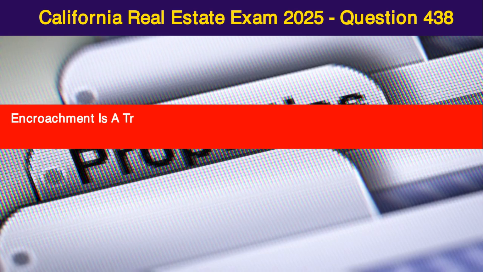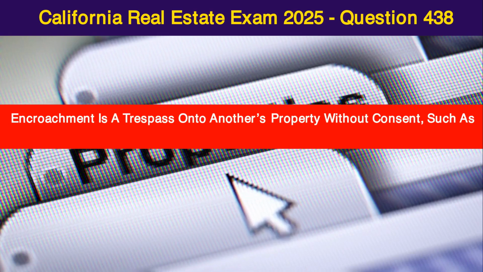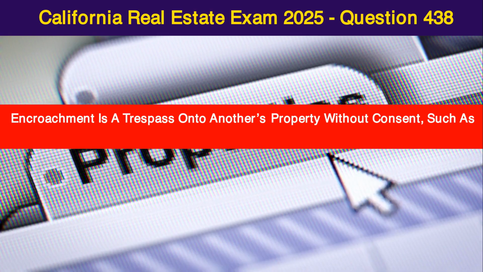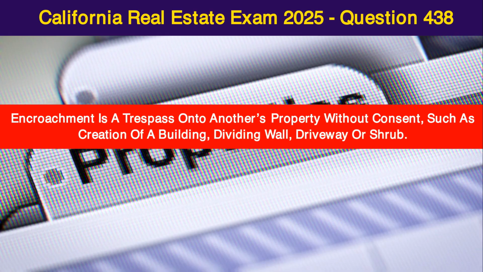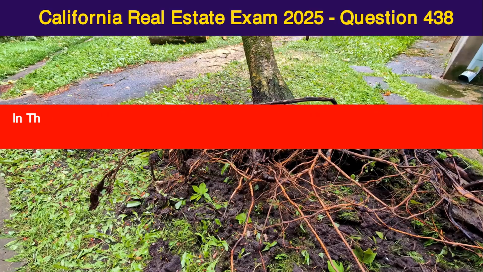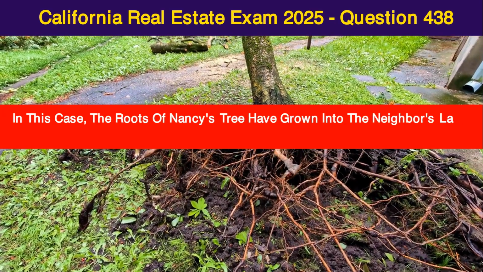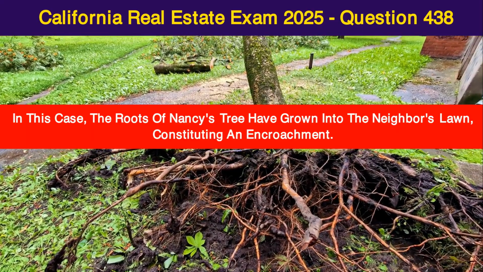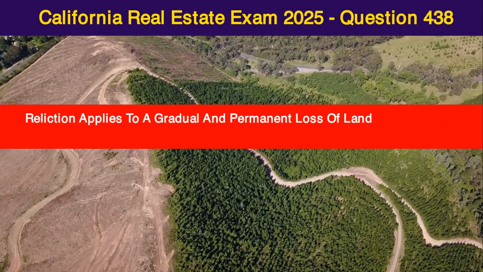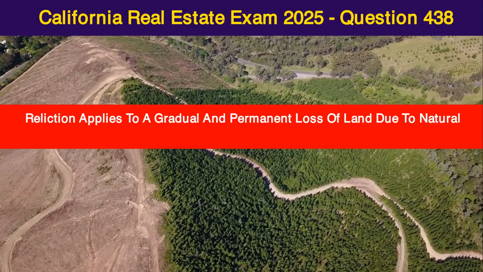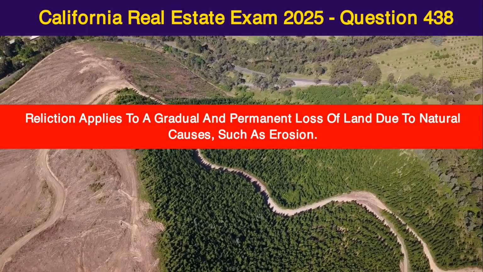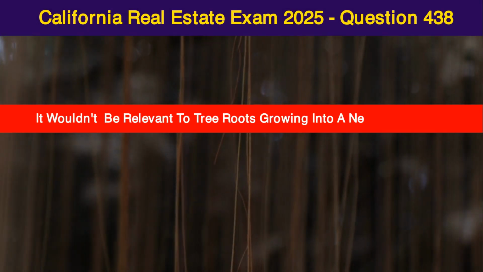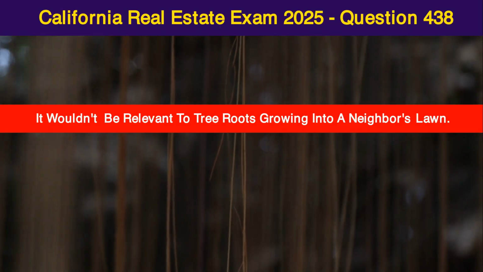Encroachment. Encroachment is a trespass onto another's property without consent, such as creation of a building, dividing wall, driveway or shrub. In this case, the roots of Nancy's tree have grown into the neighbor's lawn, constituting an encroachment. Reliction applies to a gradual and permanent loss of land due to natural causes, such as erosion. It wouldn't be relevant to tree roots growing into a neighbor's lawn.